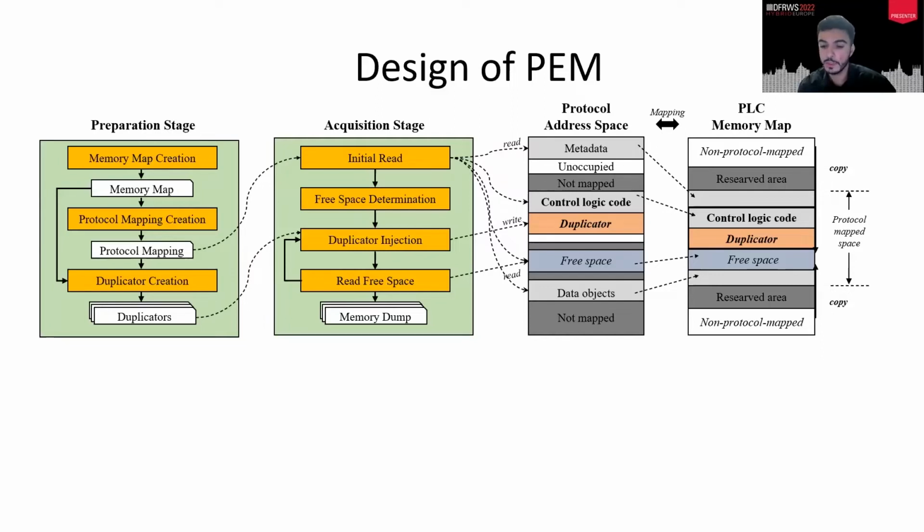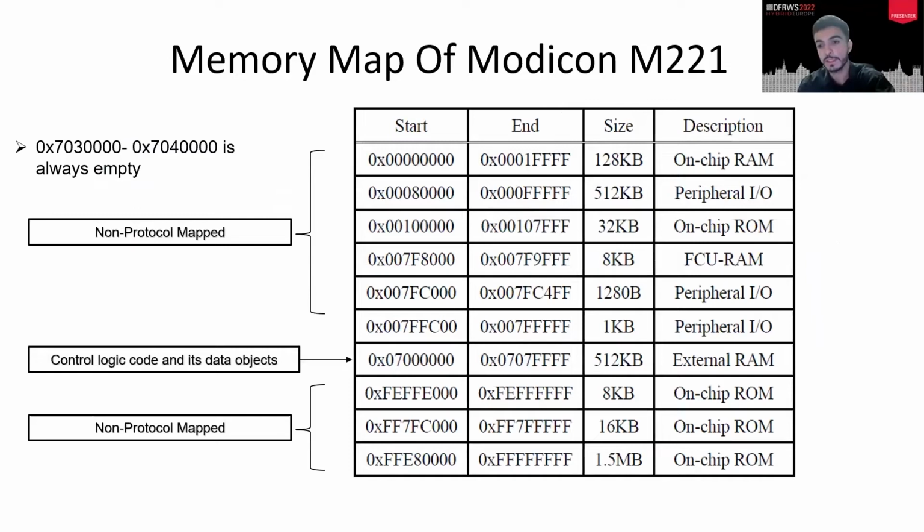Have to do reverse engineering for that. And once we have that, we can make our duplicator. Duplicator basically finds the code we want to copy from different portions of the memory. For example, on-chip RAM, if you want to copy on-chip RAM to the external RAM, we just put the start address to the end address to the free space.